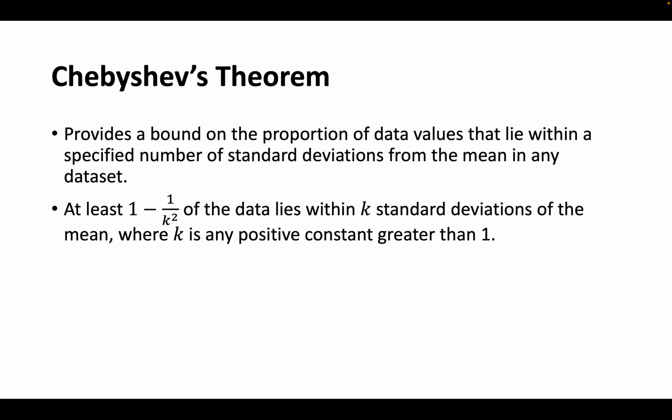For 2 standard deviations, where k equals 2, at least 75% of data must fall within 2 standard deviations of the mean, and at least 89% of data must fall within 3 standard deviations of the mean, where k equals 3.